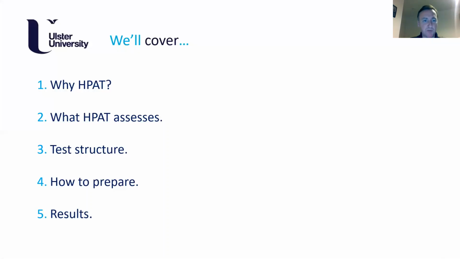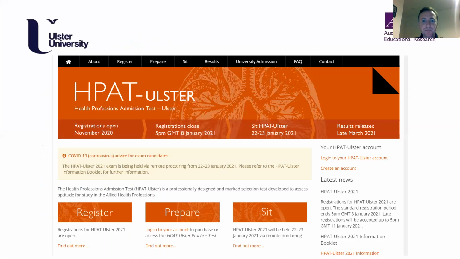Just what we're going to cover: HPAT, what it looks like, the structure, a bit of preparation, and then around results time. So this is the HPAT Ulster website at the minute. It's just literally gone live this past couple of days. You're now able to register for the test. So you'll go to HPAT Ulster, you'll create your account in there, you'll pay the fee, £132 to sit the test, and then you'll get a booklet in there about what the HPAT test is about.